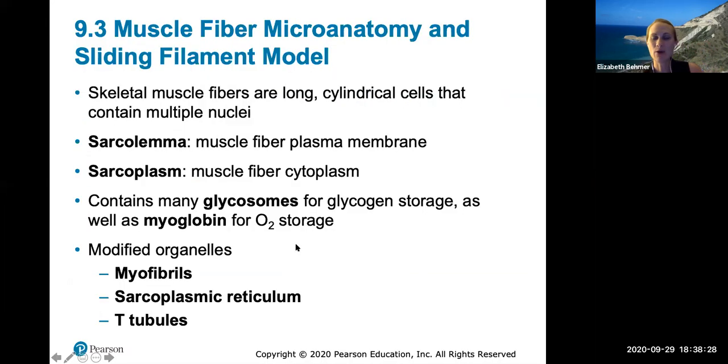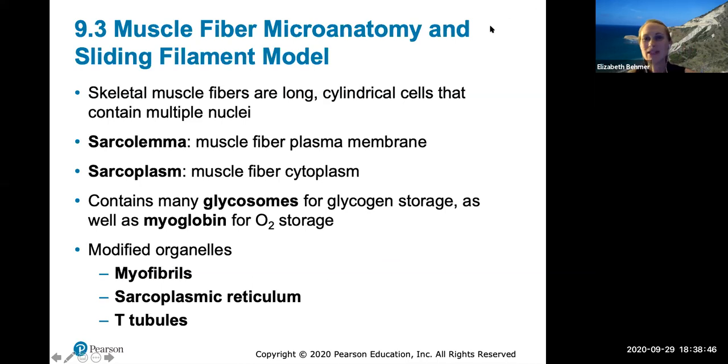Can you guys all see my PowerPoint? 9.3. Can't see anyone. We can give a thumbs up. Okay, I'm just going to assume you can see my, thank you, Nina. Okay, I'm going to assume you can see it.